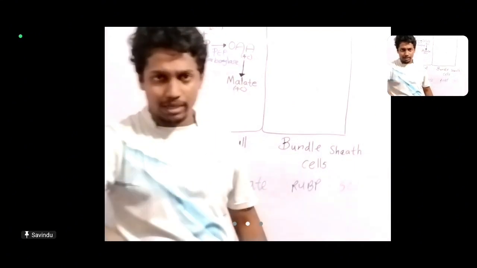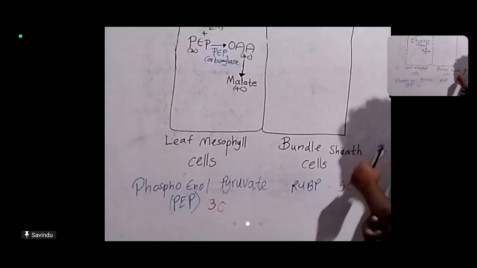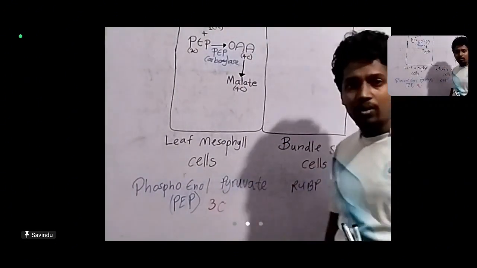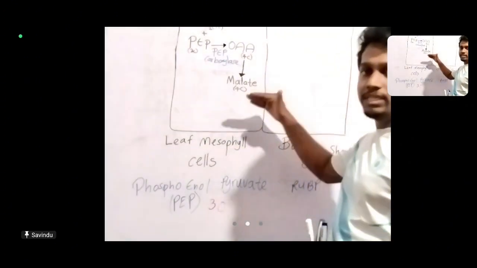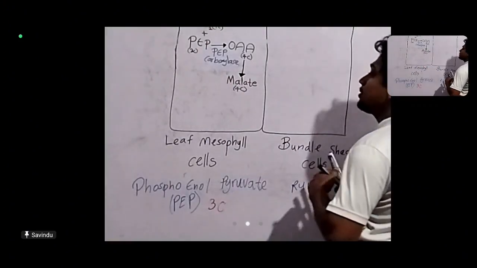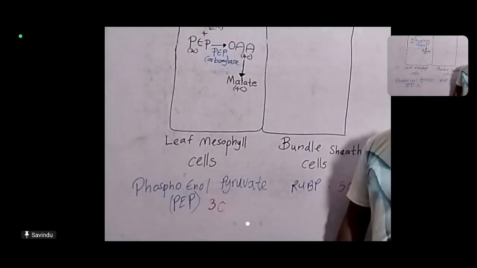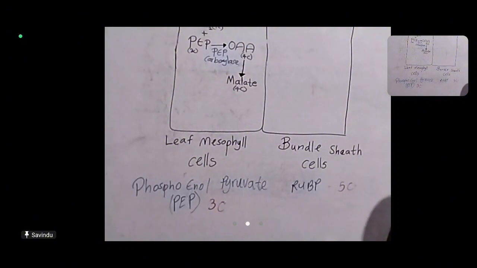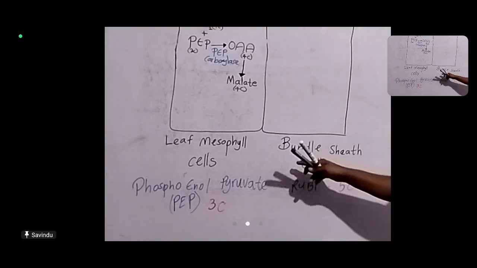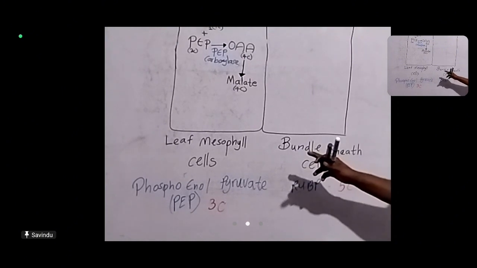They need to be converted into 2,3-BPG. So this is not what we want. But look at this. These are synthesized in order to help that mechanism. What happens to malate? Malate is transported to the other cells. Malate diffuses to the bundle sheath cells.